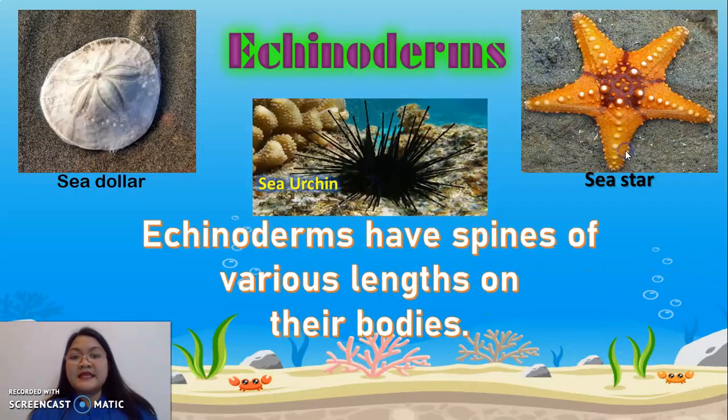And lastly, we have echinoderm. Again, echinoderm. Okay. So what is echinoderm? Echinoderms have spines of various lengths on their bodies. So, we have sea dollar, sea urchin, and sea star. Again, echinoderms usually are animals with spine.